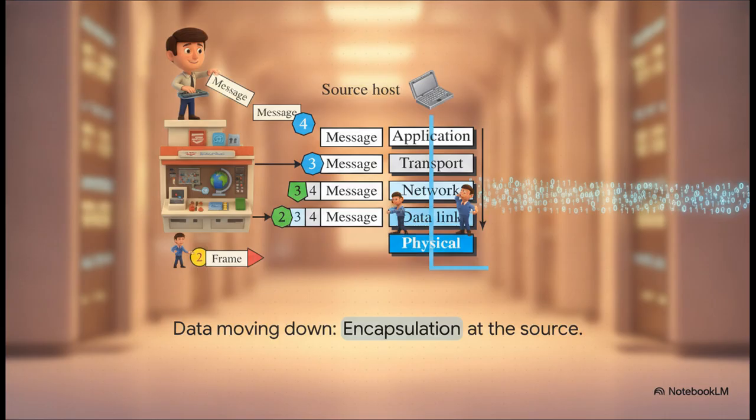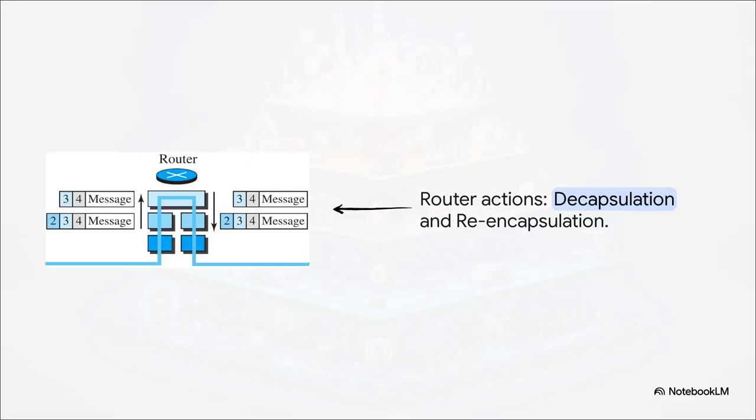That segment is passed down to the network layer, which adds a layer 3 header containing the global IP addresses, creating a datagram. Finally, the data link layer receives that datagram and adds both a layer 2 header and a trailer to ensure link reliability, creating a frame. This frame is then converted to raw bits at the physical layer and blasted out over the wire.